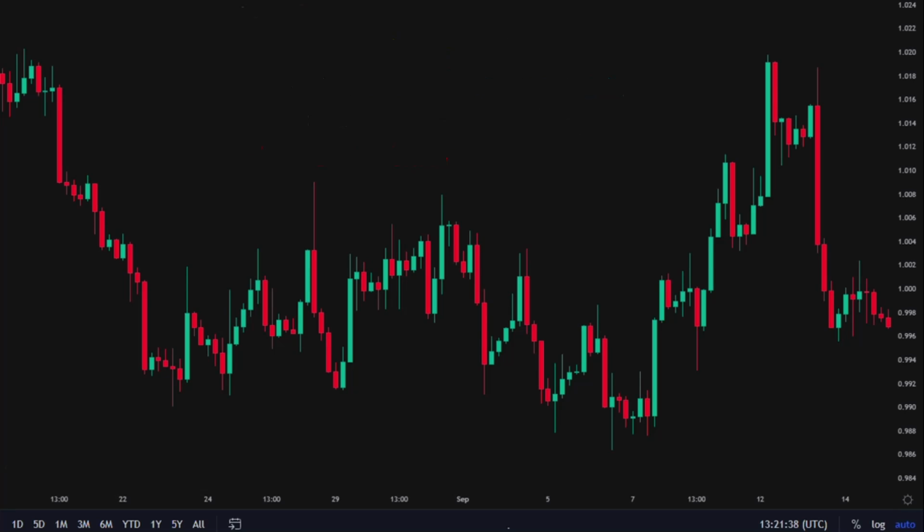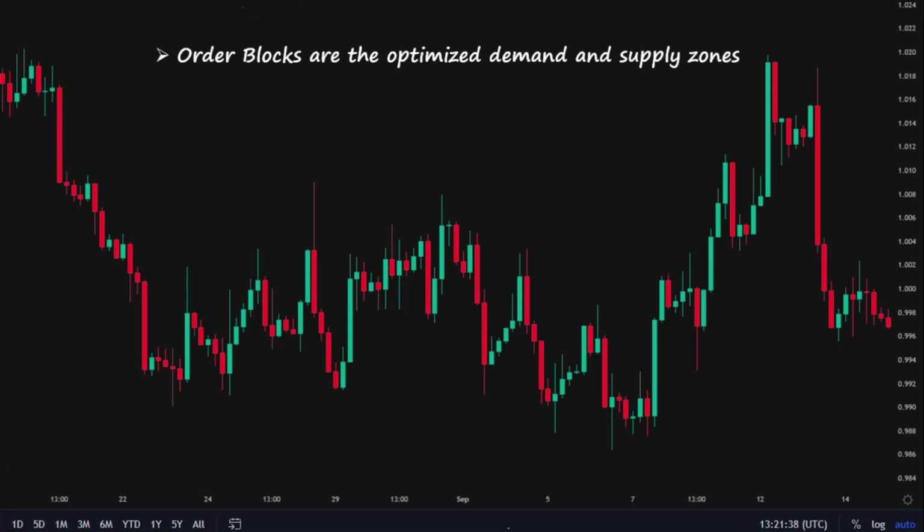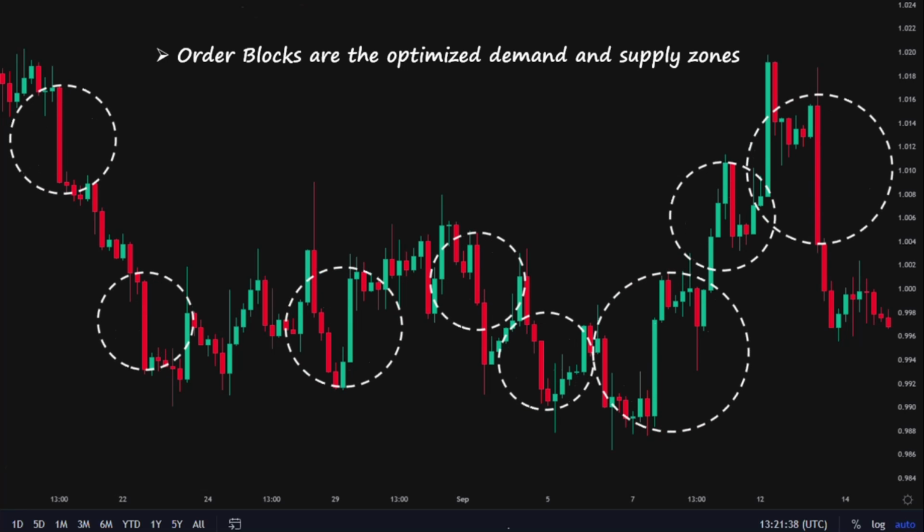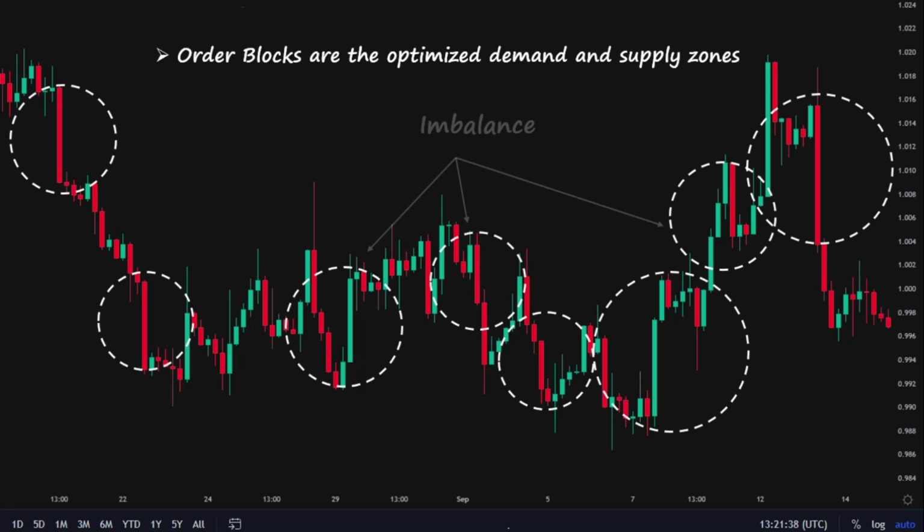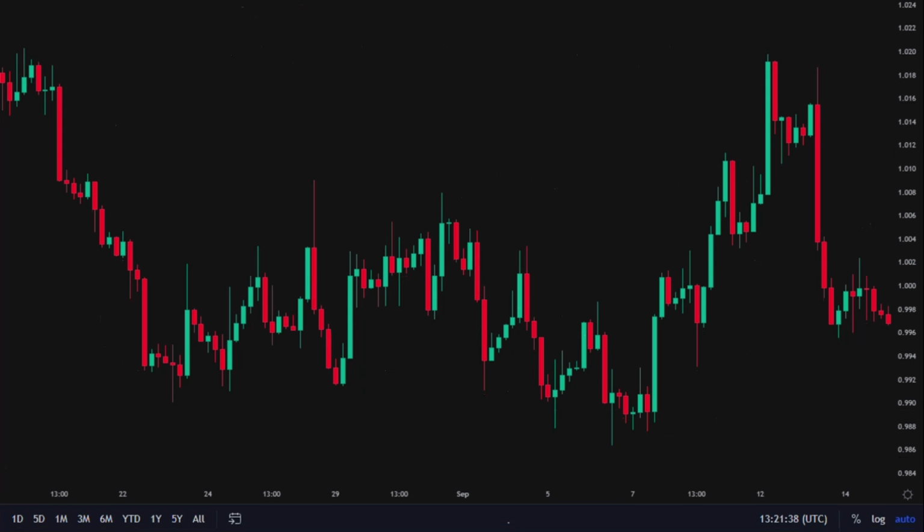So, starting with the order block. Order blocks are optimized supply and demand zones. They form when a large amount of money enters the markets by central banks or large financial institutions, which results in massive moves. In other words, they form when there is an imbalance between sellers and buyers.